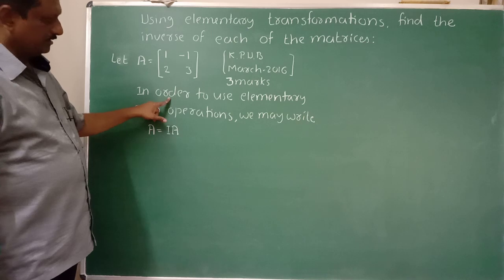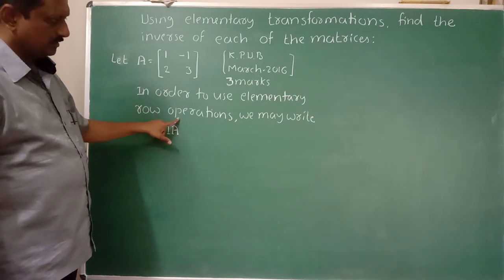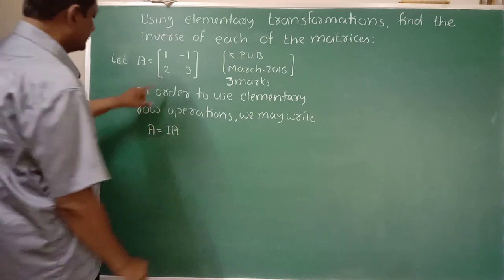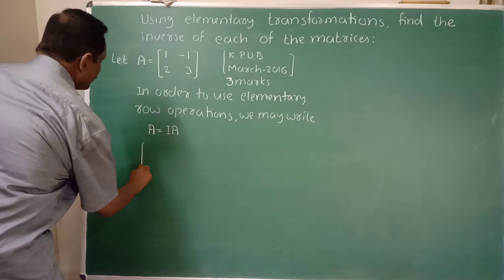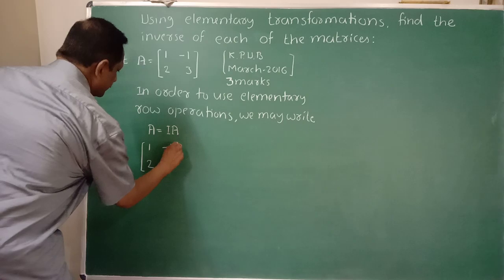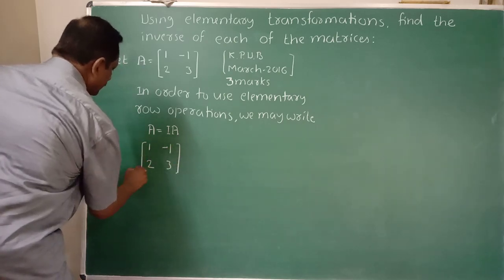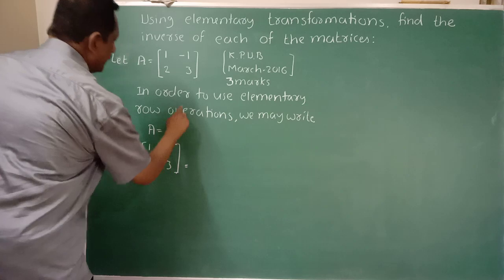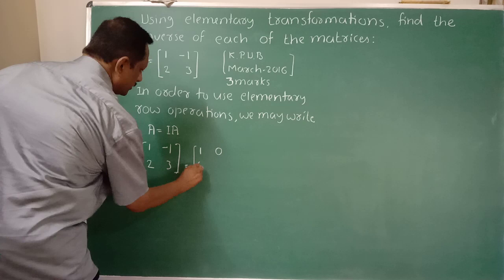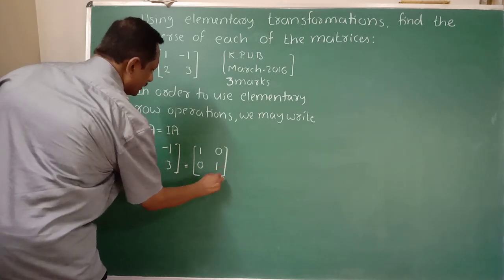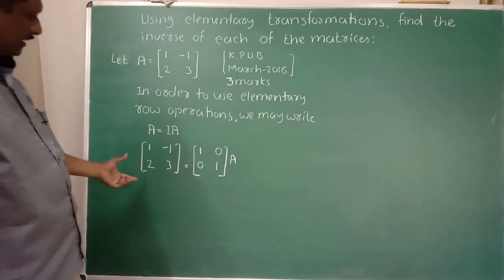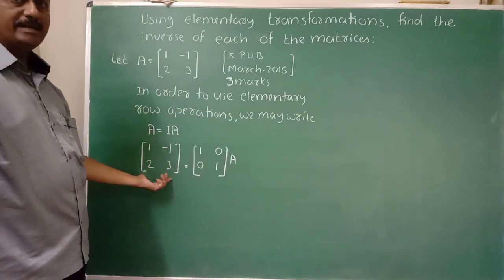In order to use elementary row operations, we may write A is equal to I into A. A is the given matrix, 1 minus 1, 2 3. This is equal to I, the identity matrix, 1 0 0 1, into the matrix A. Now we bring the left side matrix to an identity matrix.